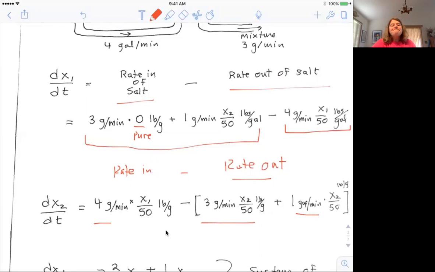Now, let's write down what we've got here. We know what the units are going to be. So let's write down what the differential equations are here. Notice I've got two things working at the same time. I'm going to have two differential equations here.